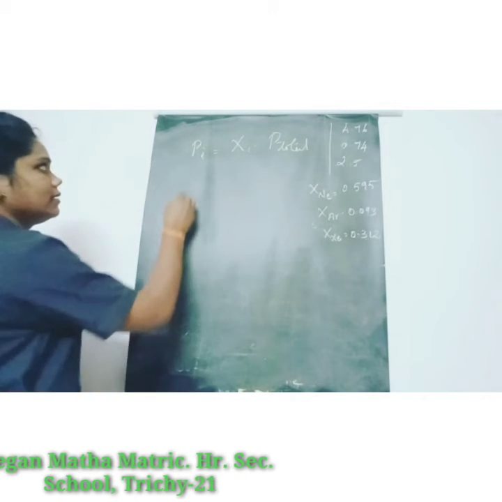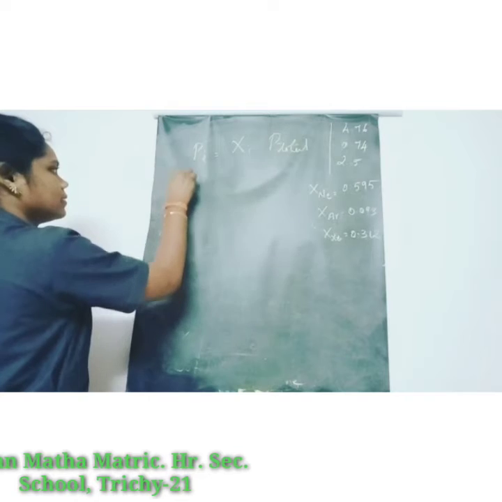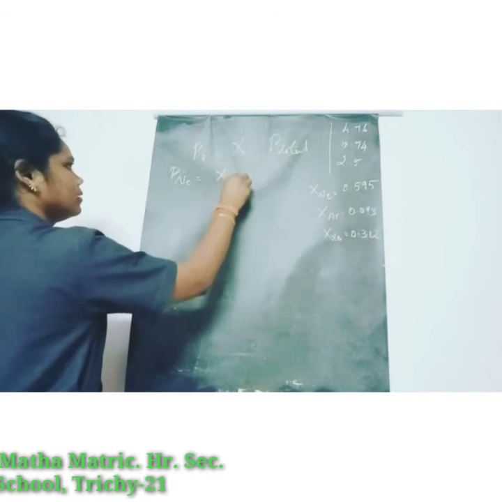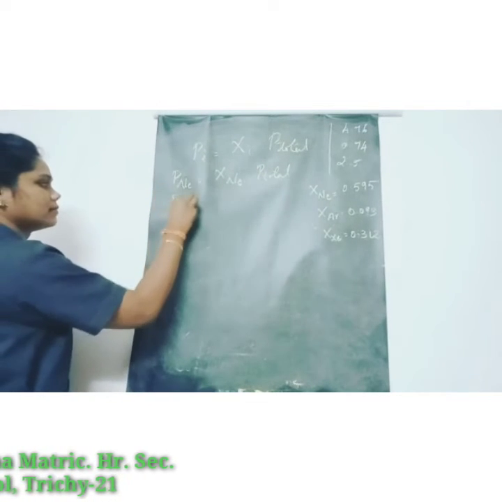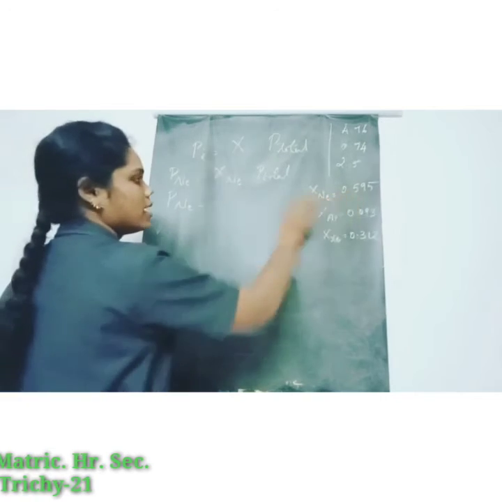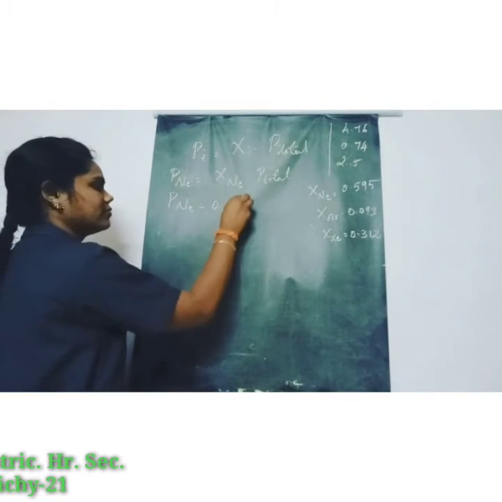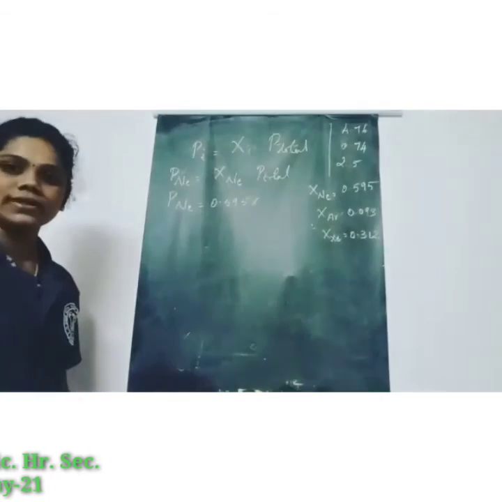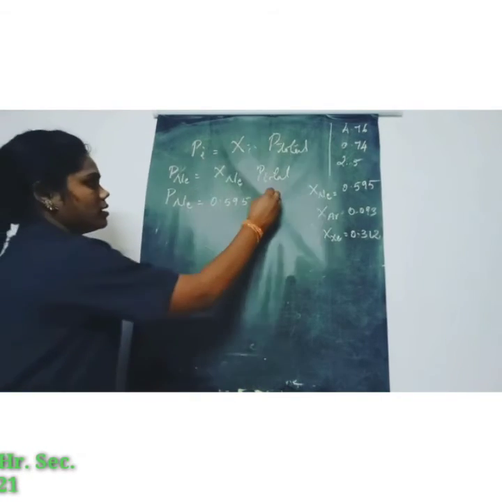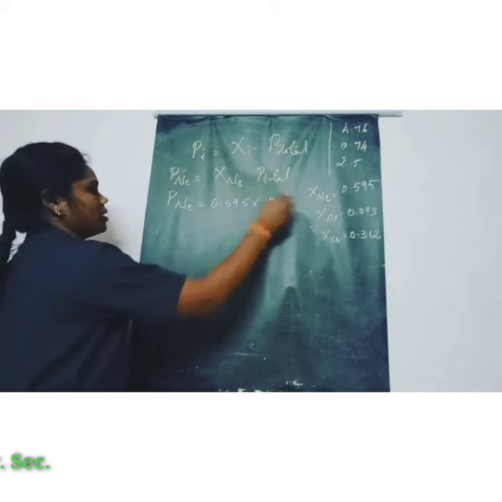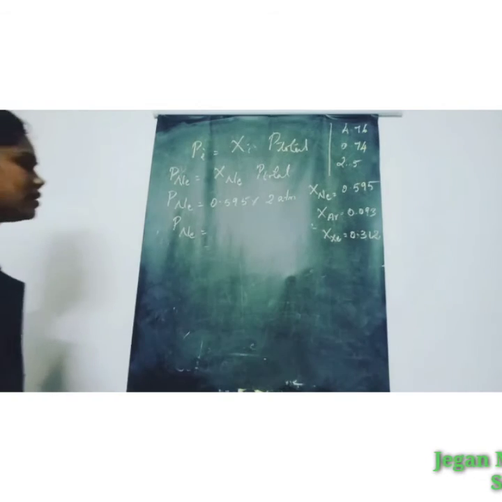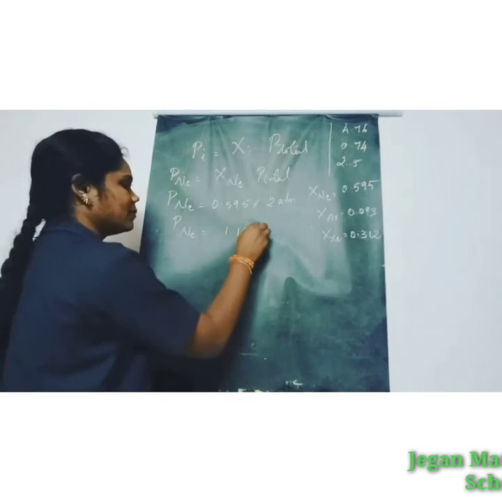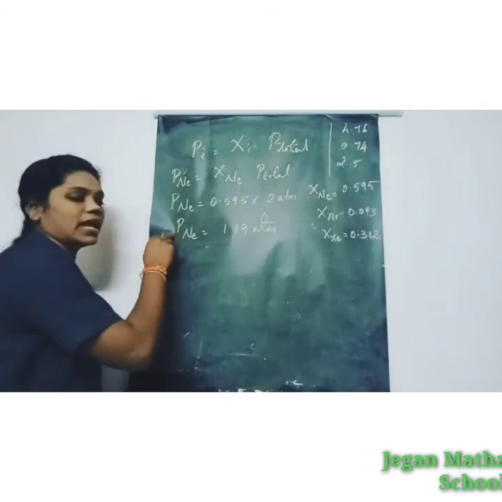Okay, and then substitute these values here. First one for neon. So P neon is equal to X neon into P total. So P neon is equal to X neon answer 0.595, and P total is already given in the question, so that is 2 atmospheric pressure. So P neon is equal to, multiply these two terms, 0.595 into 2. So we get 1.19 atmosphere. So that is for P neon.